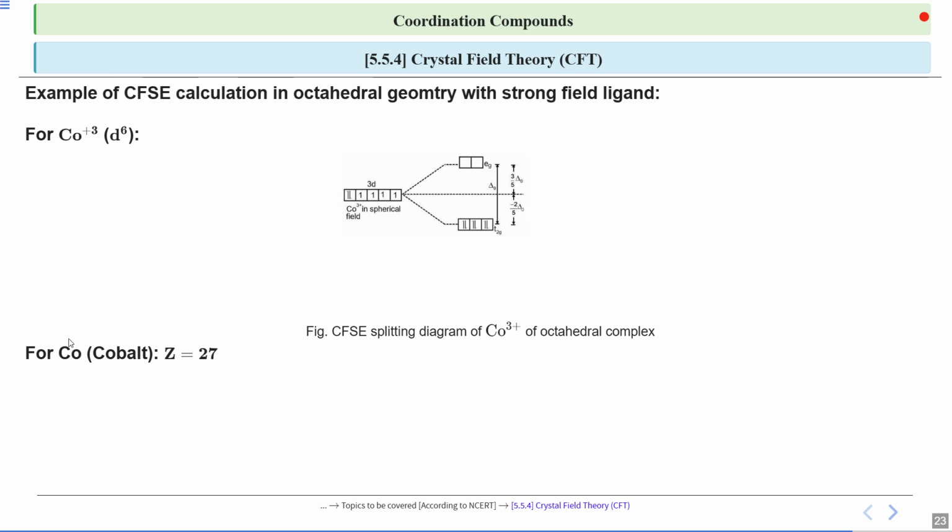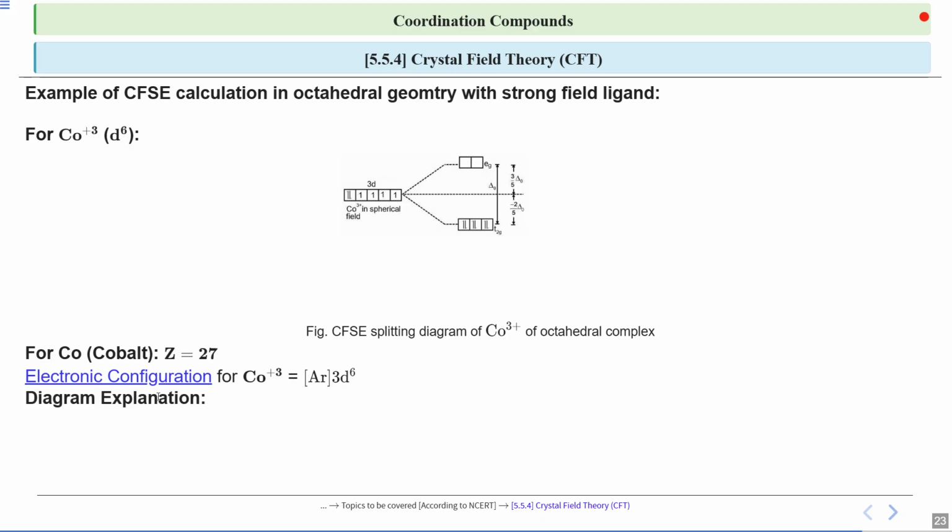So for the cobalt, we know the atomic number is 27. Okay. So for cobalt 3 positive, we are considering here a complex where the cobalt is present in the plus 3 charge, having the d6 configuration. Cobalt is having that atomic number 27. So electronic configuration for cobalt plus 3 is going to be argon 3d6 after the donation of 3 outermost electrons from it.